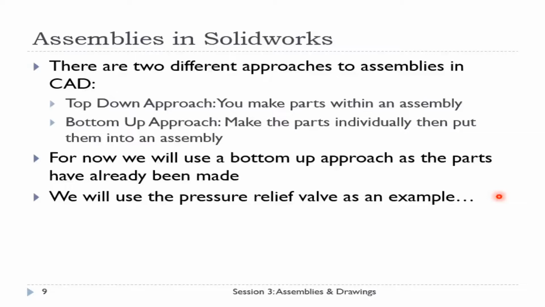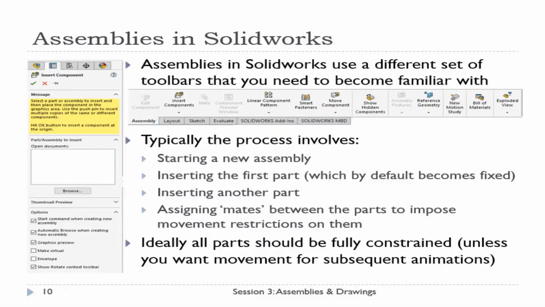We will use the pressure relief valve as an example. We will come to that shortly. But let's review the assembly environment in SolidWorks. Similar to the parts, you can create an assembly using the new document option. But instead of selecting part, you should select assembly at this stage. And then once you have created an assembly, the environment or user interface would be pretty much similar to the parts, but there would be some different toolbars.